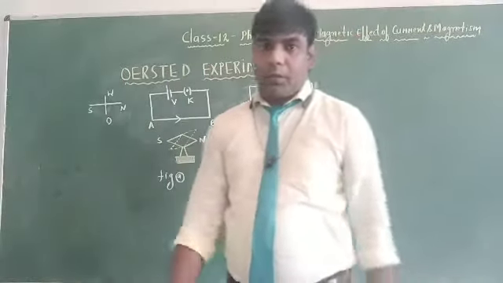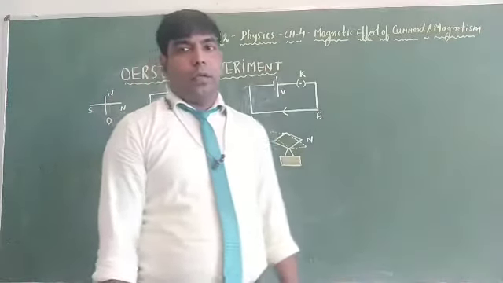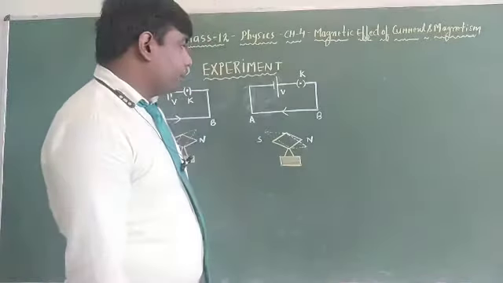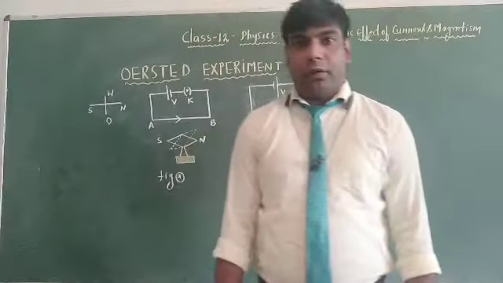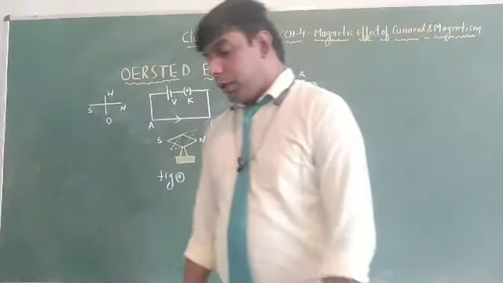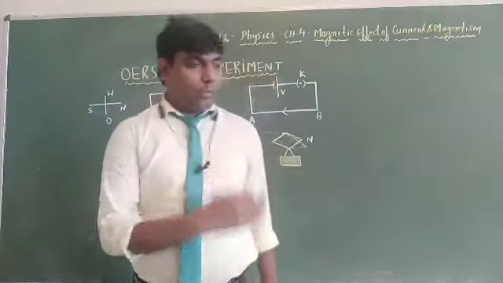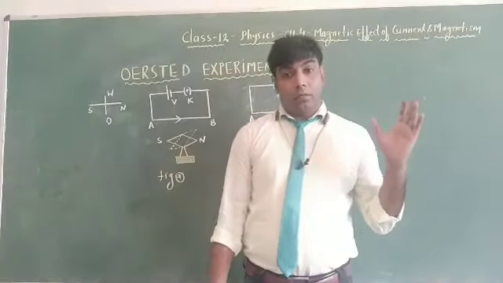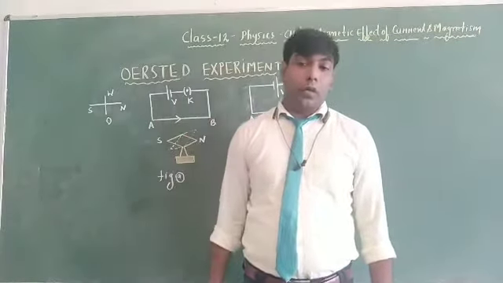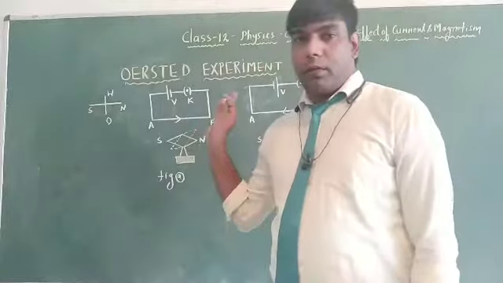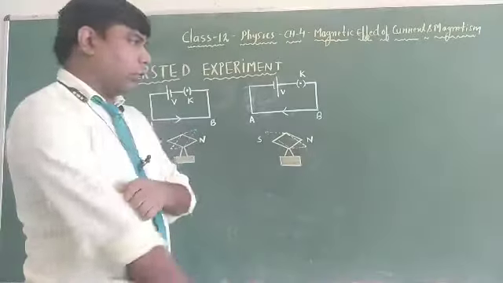Today we will start a new chapter, chapter 4. Its name is Magnetic Effect of Current and Magnetism. Right? So the first topic in your syllabus that we have to study is Oersted's experiment. In this experiment, we will see that when a current flows through a wire, it generates a magnetic field around it. That is all about this experiment, right? It was performed by a scientist named Oersted, so it is named Oersted's experiment.